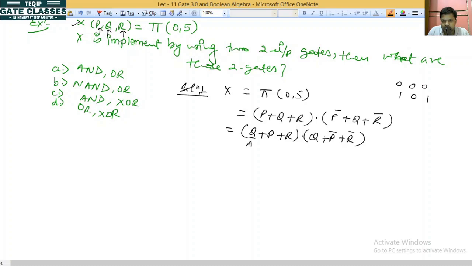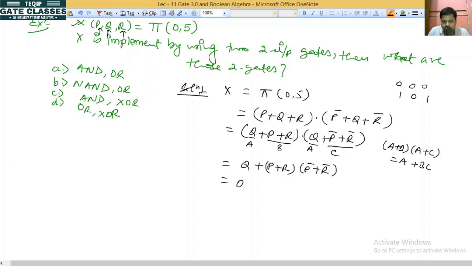Now this is a, this is b, this is a, this one is c, so it is a plus b, a plus c. Which formula? A plus b, a plus c. What is the value? A plus bc. So it will be a plus bc, meaning q plus p plus r, and this one is p bar plus r bar.